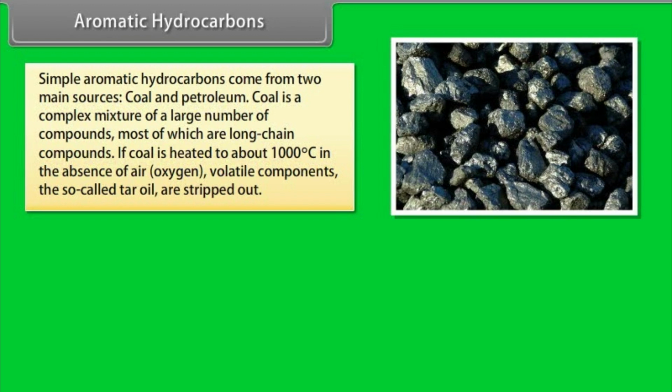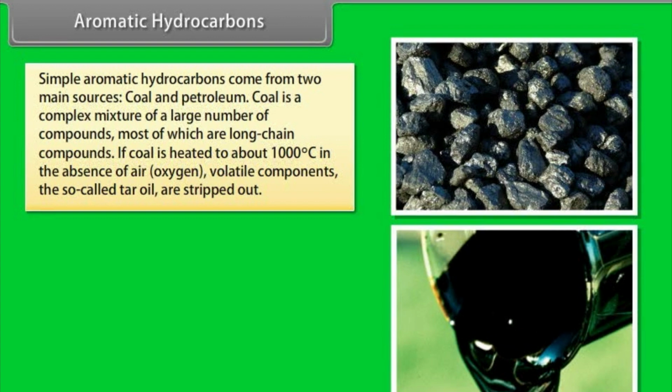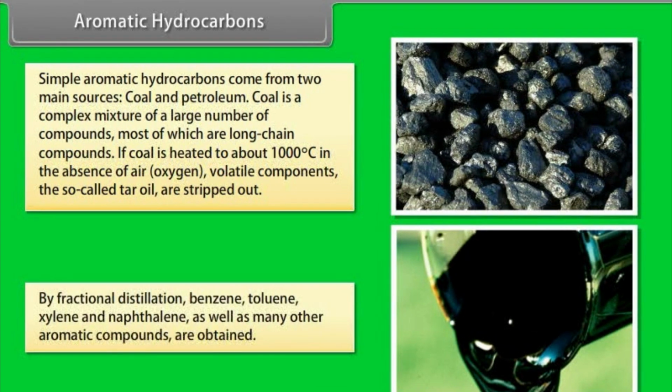Coal is a complex mixture of a large number of compounds, most of which are long-chain compounds. If coal is heated to about 1000 degrees Celsius in the absence of air or oxygen, volatile components, the so-called tar oil, are stripped out. By fractional distillation, benzene, toluene, xylene, and naphthalene, as well as many other aromatic compounds, are obtained.